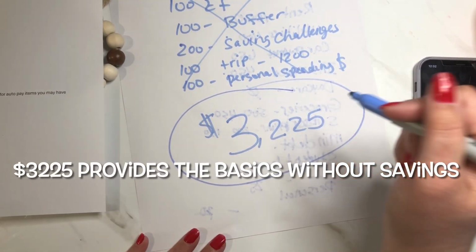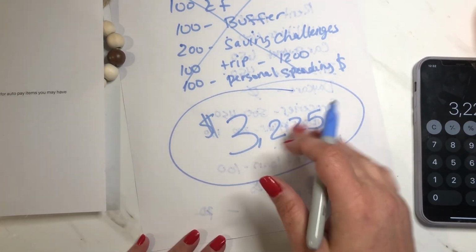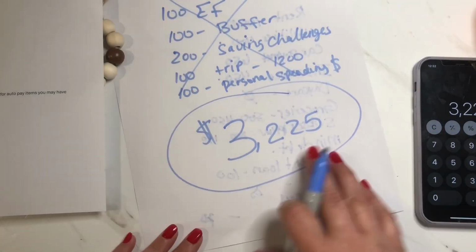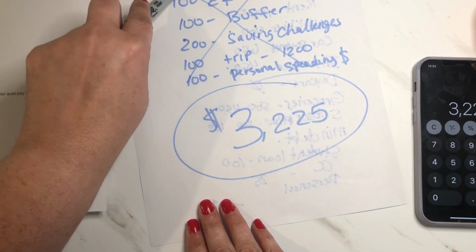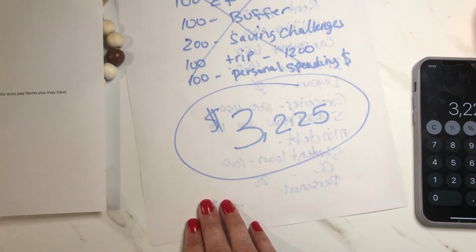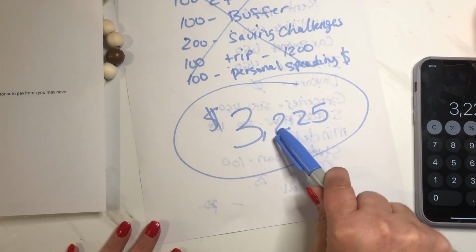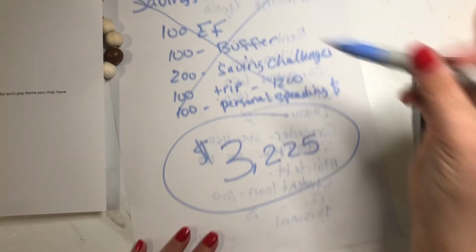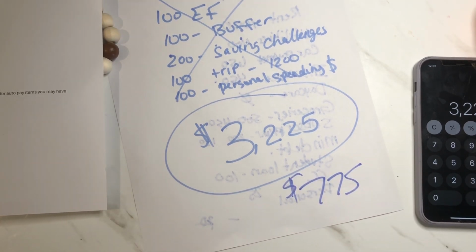What is your number for your master budget? Mine is $3,225, for this person. Well, it's not technically mine, but pretty close to it. So $3,225 covers every single thing that I need, without savings, though. That's just covering the basics. That's living paycheck to paycheck, guys. And we don't want to live paycheck to paycheck. We want to have that extra $775, okay, to put away for savings.